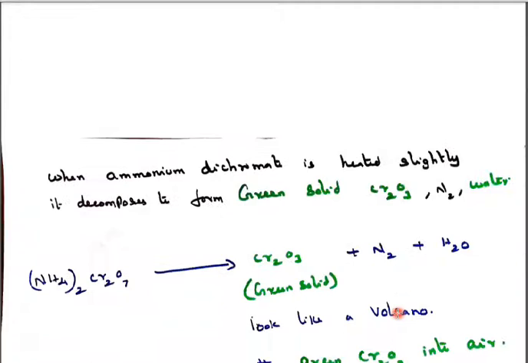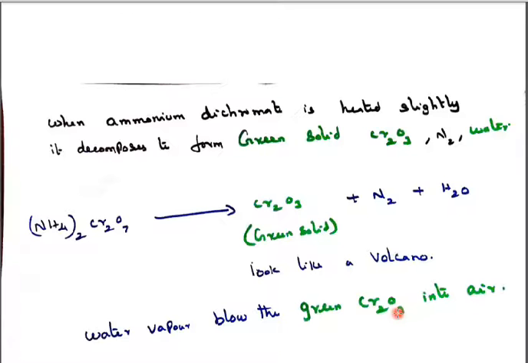Sorry, one more thing: we will just explain this color change. When ammonium dichromate is heated slightly, it decomposes to form a green solid of Cr2O3, N2 and water. So ammonium dichromate, (NH4)2Cr2O7, when heated, forms chromium oxide, Cr2O3, a green colored solid, and nitrogen and water.